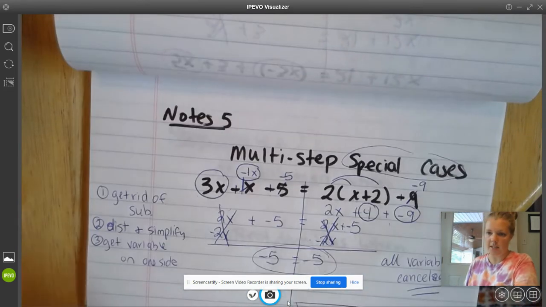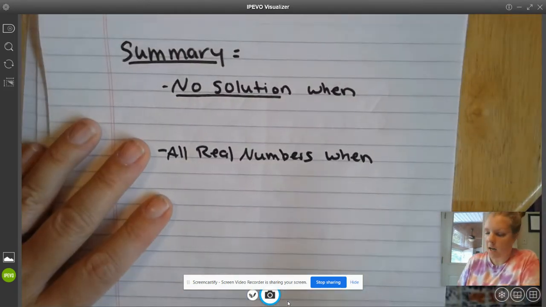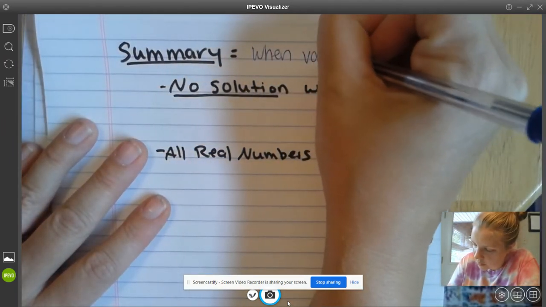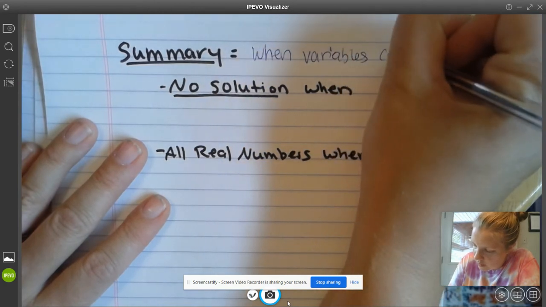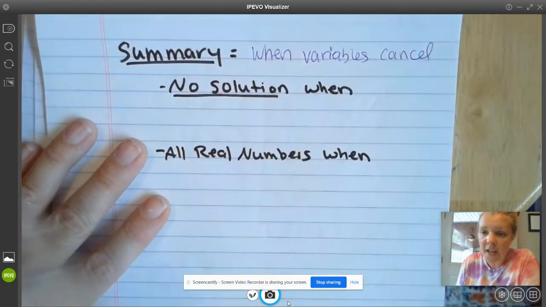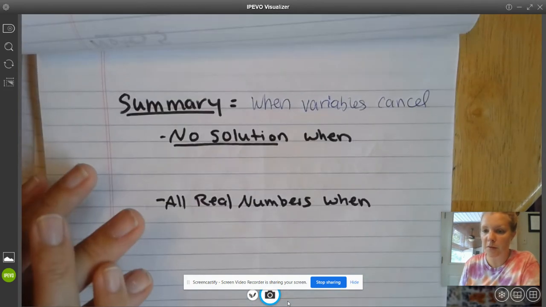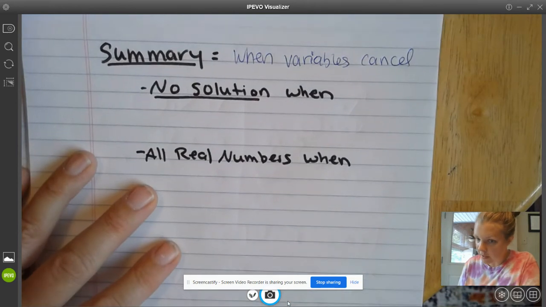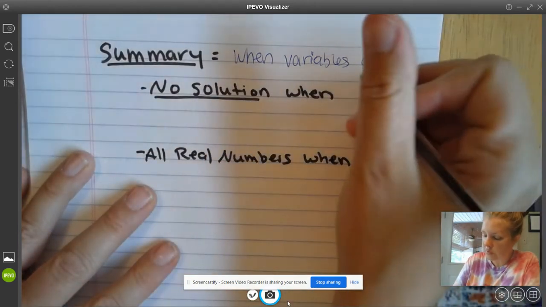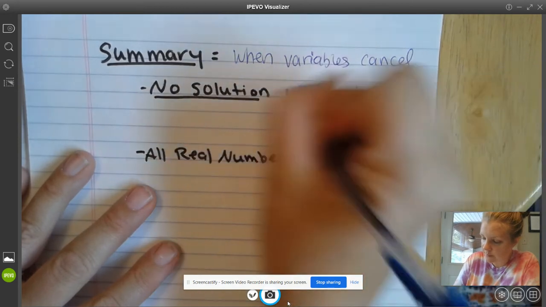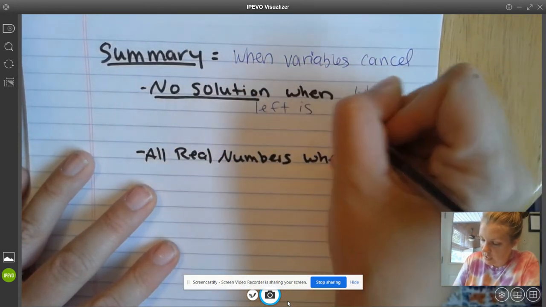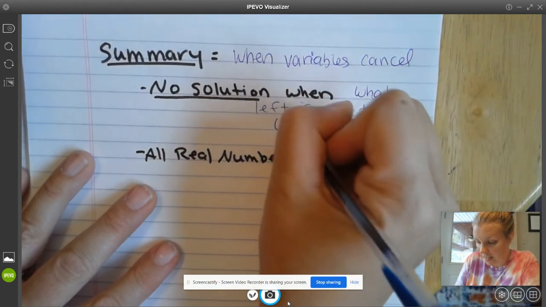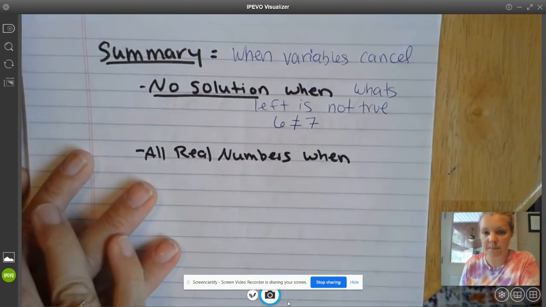So let's just write that down as a summary. The summary is when the variables cancel. This only happens sometimes. It only happens sometimes when the variable goes away. If the variable doesn't go away, you can find out what x is. If all the letters cancel out, it's no solution when what's left is not true, like 6 is not equal to 7. That would be a no solution.